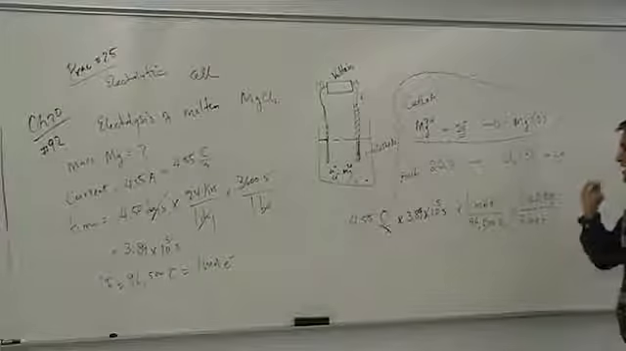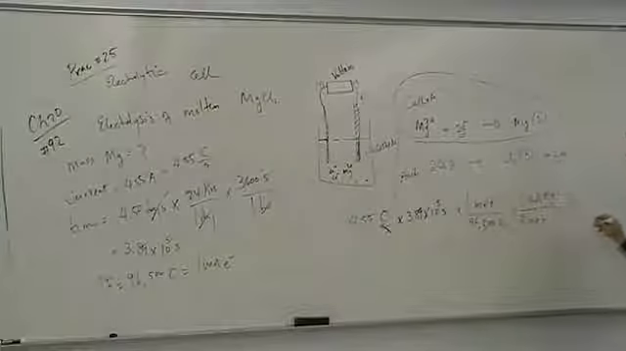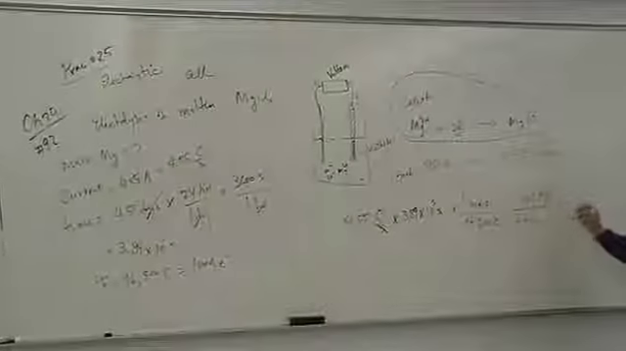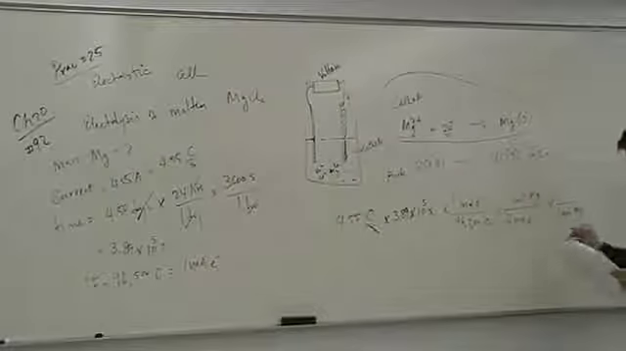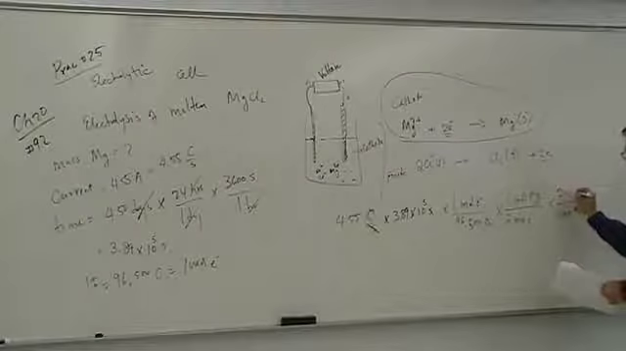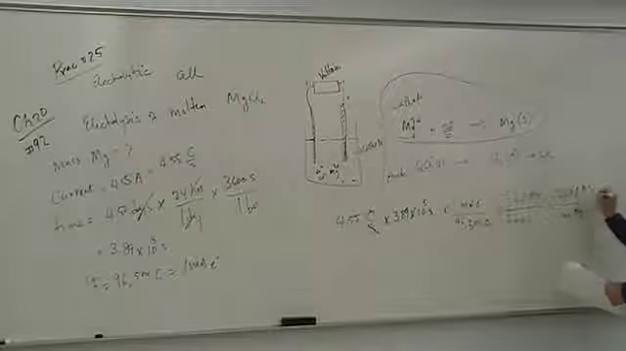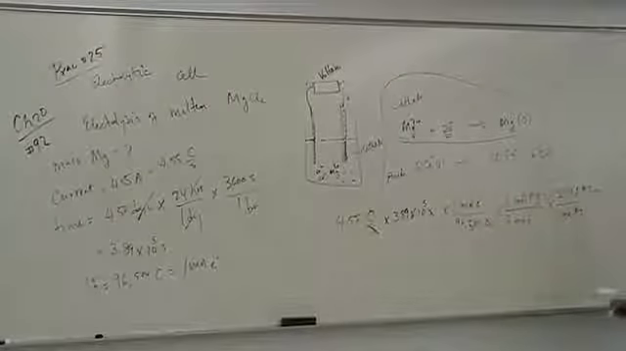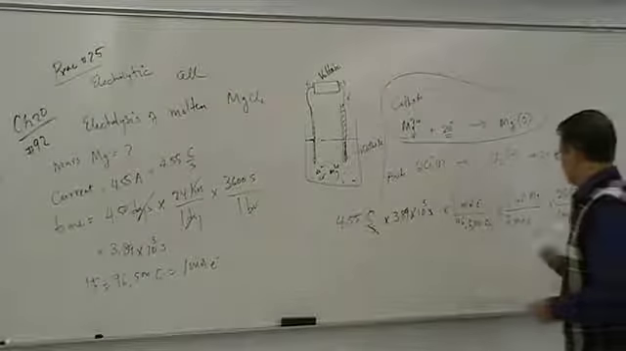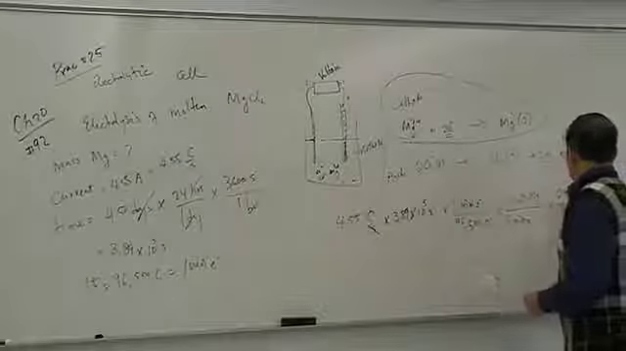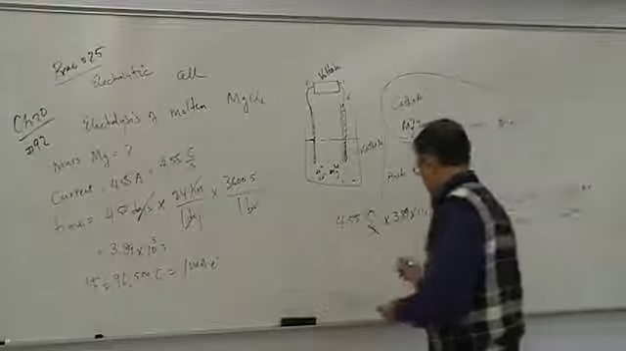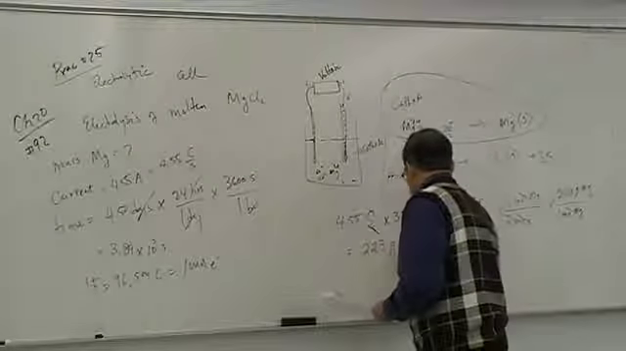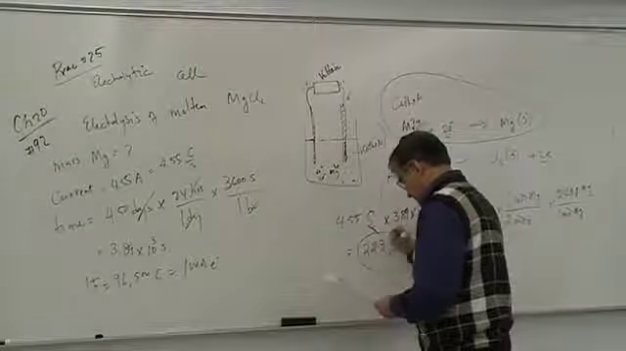Since they want the mass of the magnesium, we need to go one more step. 1 mole of magnesium, and then from the periodic table you find out the mass, which is 24.3 gram. So you get the mole-gram relation from the periodic table, which is 24.3. If you do all the math in here, the final answer is 223 gram of magnesium. So that's the answer.